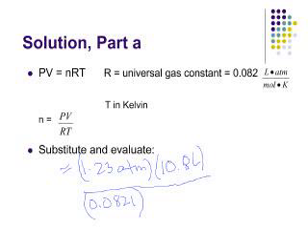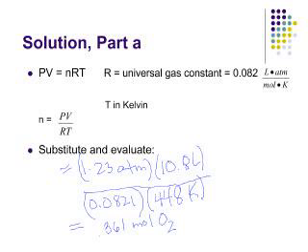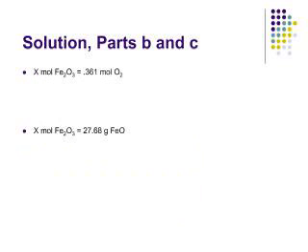I'm not putting in all those units. I know I should, but it's too hard to write with this pen. And the temperature in Kelvin we just calculated as being 448 Kelvin. So we go ahead, we get out our calculators, we plug everything in, and we get 0.361 moles of oxygen. Great. Part 1 done, 2 done. 2 more to go.